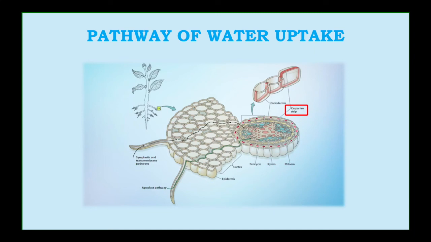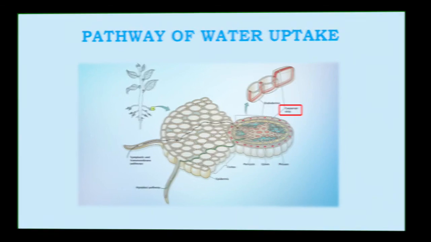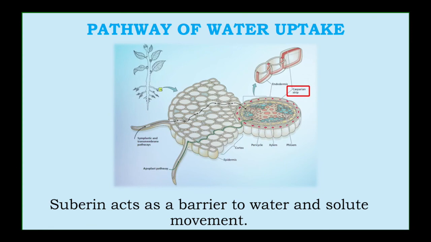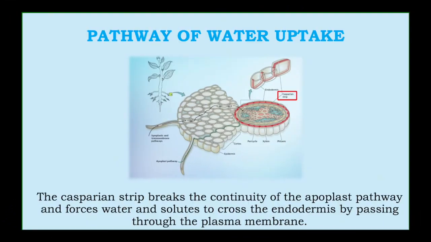At the endodermis, water movement through the apoplast pathway is obstructed due to the Casparian strip. The Casparian strip is a band of radial cell wall in the endodermis that is impregnated with wax-like hydrophobic substances like suberin. And the suberin acts as a barrier to water and solute movement. The Casparian strip breaks the continuity of the apoplast pathway and forces water and solutes to cross the endodermis by passing through the plasma membrane.